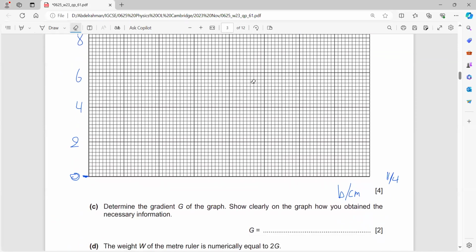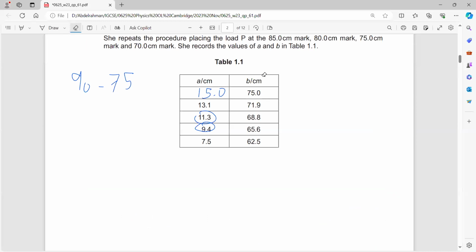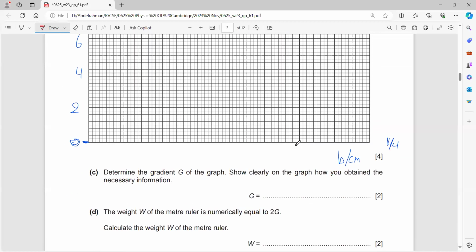What about the suitable scale for the x-axis? Let's look at the x-axis. Here B started from 62.5, and it moved on to 75. Of course I will definitely not start from zero, I cannot start from zero. So 62.5, let's start from 60. Let's try it: what if I start from 60?